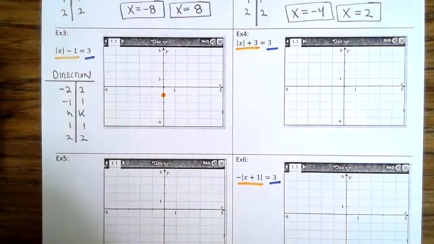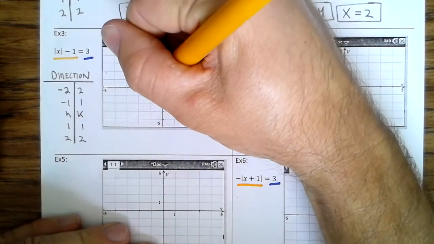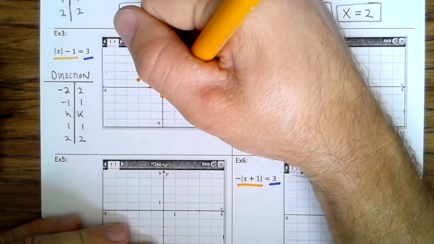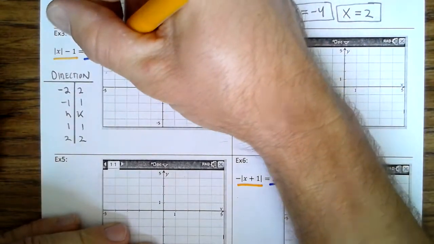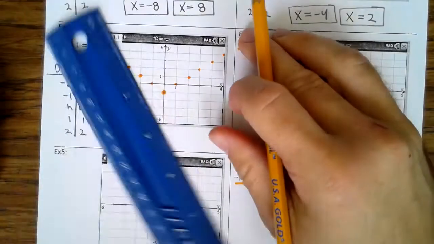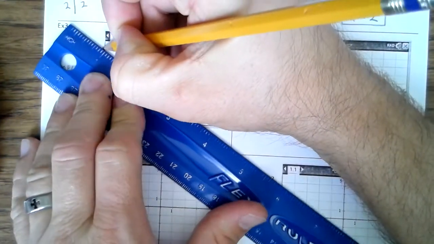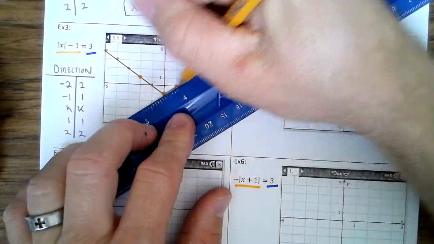So from here we go left 2, up 1, 2. Here we go left 1, up 1, right 1, up 1, right 2, up 2. And then we know it goes in that same direction. Now, that's graphing by direction. Let's verify the points using our calculator.